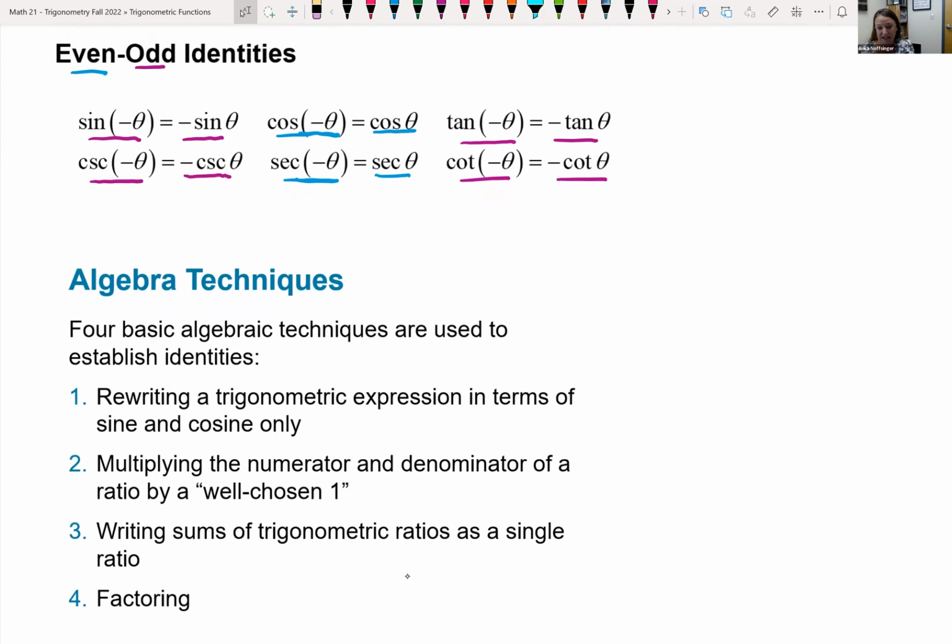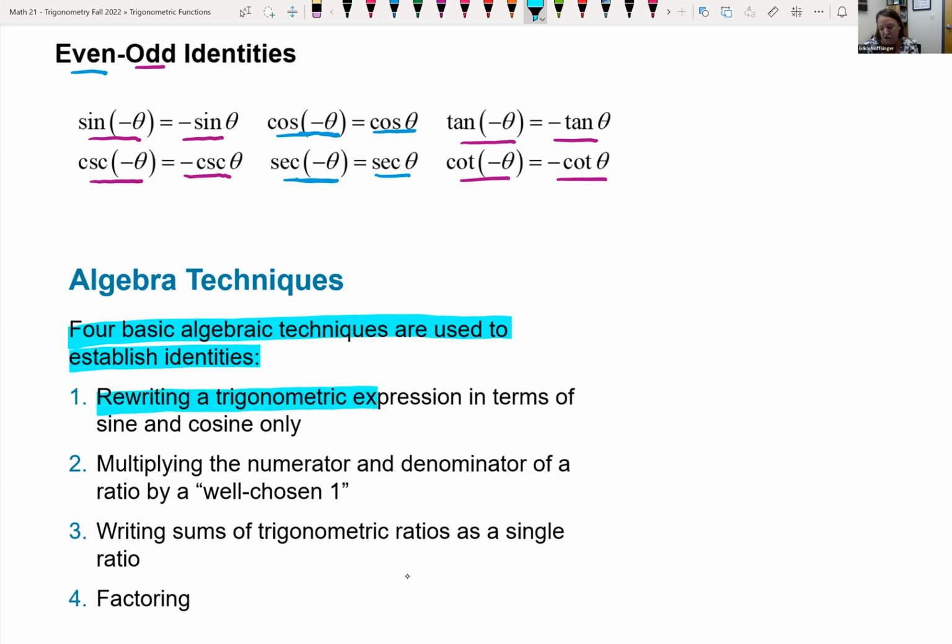So now the algebra techniques that we'll be using to help us when we're looking at these identities and showing that an identity is true or not. There are 4 basic algebra techniques that are used to establish our identities. With these identities that we're going to look at, sometimes we won't know what route to go, and we just need to start trying things, and hopefully they will fall out really nicely. And things that will help us to get things to fall out really nicely are the following.